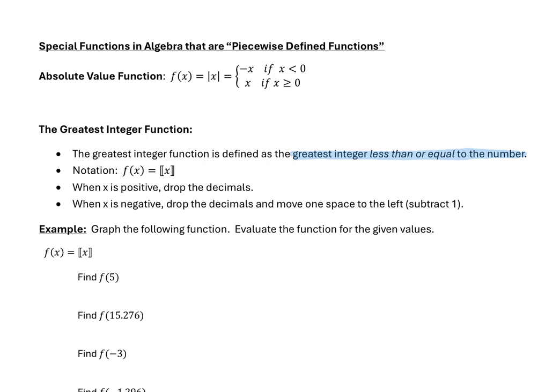Okay. Our notation is going to be these double square brackets. They're not regular square brackets. Notice that they are doubled up.